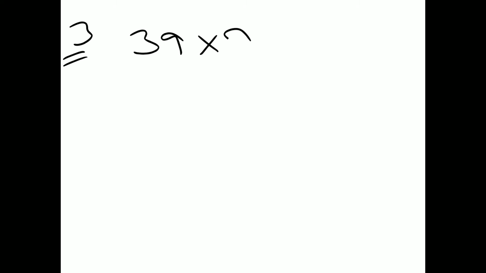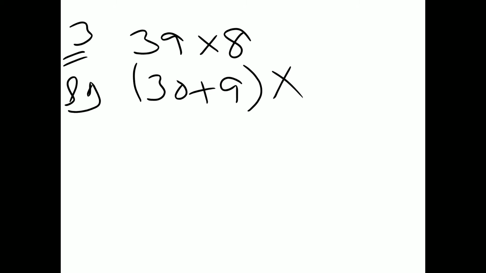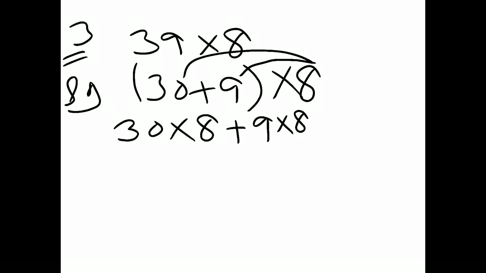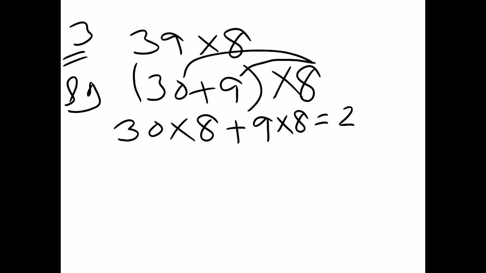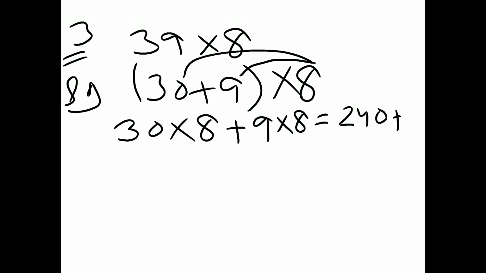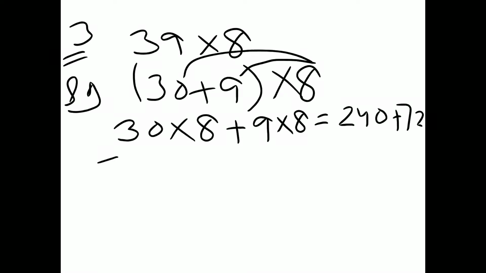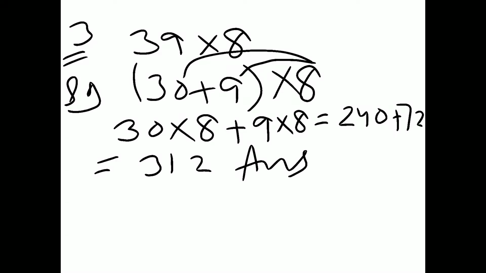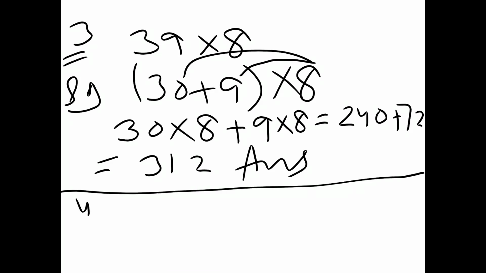39 into 8. Solution. How do you write 39? 30 plus 9. Put it in a bracket, then write 8. Multiply 8 with 30 and 9. 30 into 8 plus 9 into 8. 30 8s are 240 plus 9 8s are 72. What will be the answer? Answer is 312. Clear?